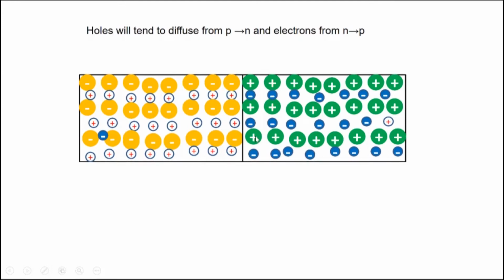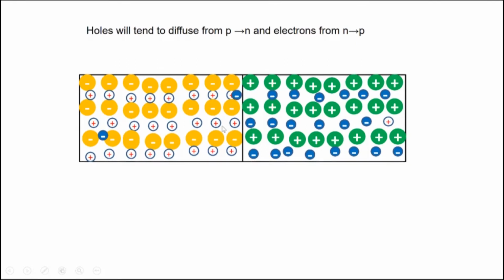And the donor atoms that you see here cannot move because they are fixed in place. They're fixed in the lattice. They're heavy, and they cannot move at normal room temperature. Similarly, acceptor atoms are also immobile compared to the electrons and holes at normal temperatures. So the acceptor atoms are fixed, and the donor atoms are positively charged and fixed, so they stay in place. But electrons and holes are mobile carriers, so they will move.